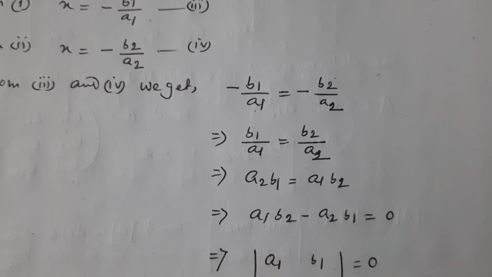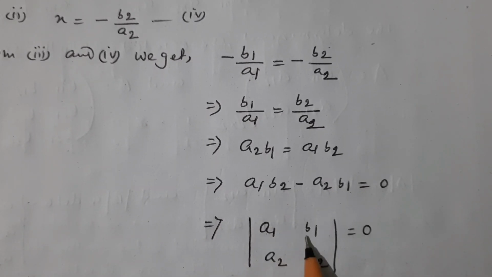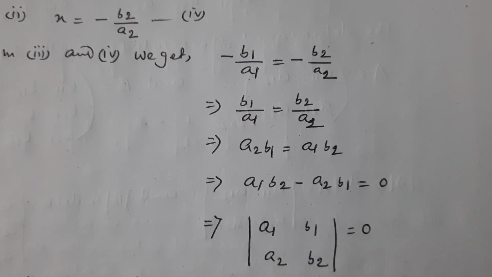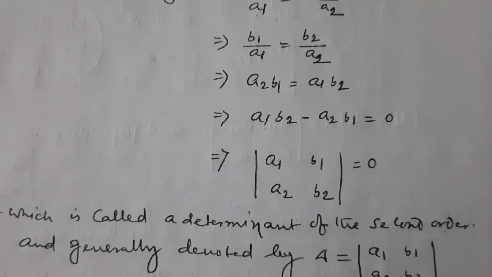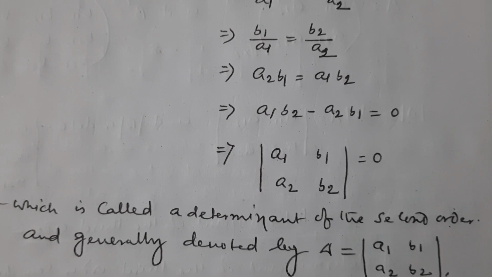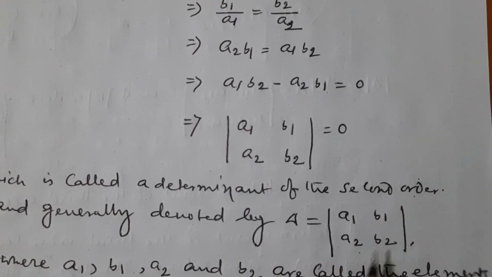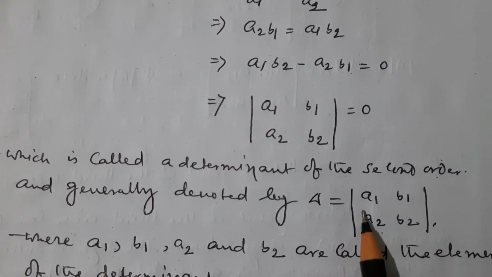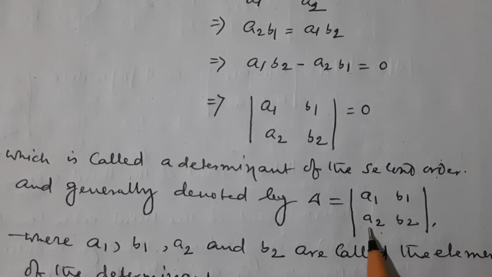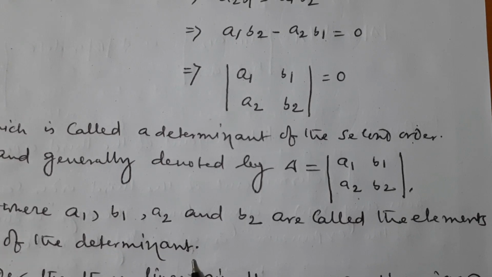This can be written in this form: a1 b1 a2 b2. This is the determinant, which is called a determinant of second order and is generally denoted by delta equals a1 b1 a2 b2, where a1, b1, a2 and b2 are called the elements of the determinant.